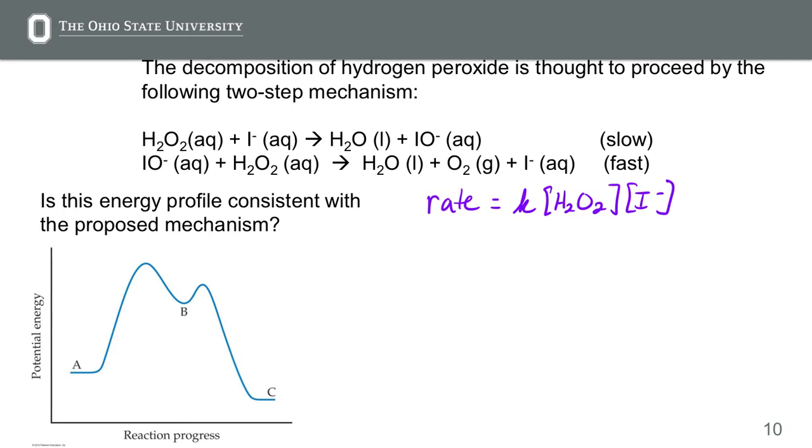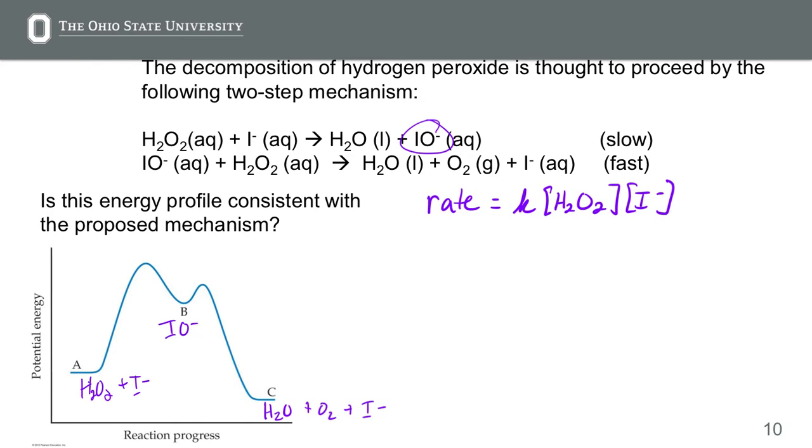So we have our reactants, and we can write these on the diagram. We have H2O2, and we have I minus for our reactant. For our products, we have H2O, O2, and I minus. We stated previously that we have an intermediate, and that was the IO minus. So we can put that in a valley.